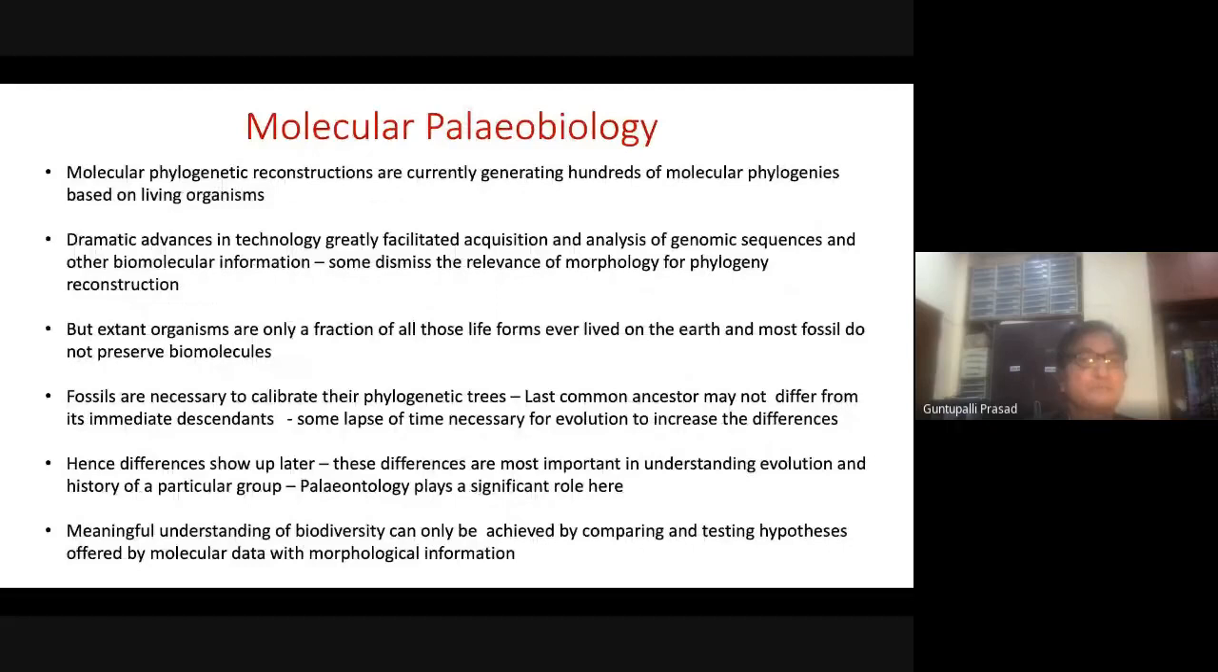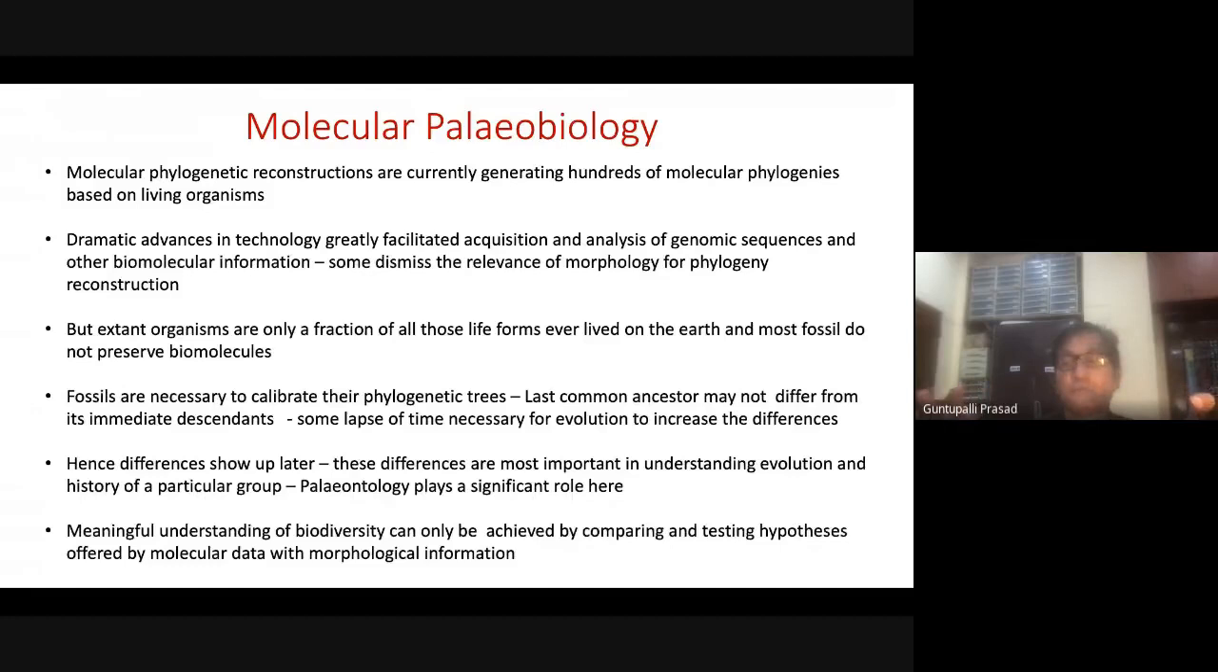So today, if you see most of the publications in biology, most of them are based on molecular sequencing. So the phylogenetic reconstructions are essentially based on molecular sequencing, because you can do that with modern organisms. But when you look at the diversity of life on the Earth, the extinct organisms are only a small fraction of all those forms that existed on the Earth before.